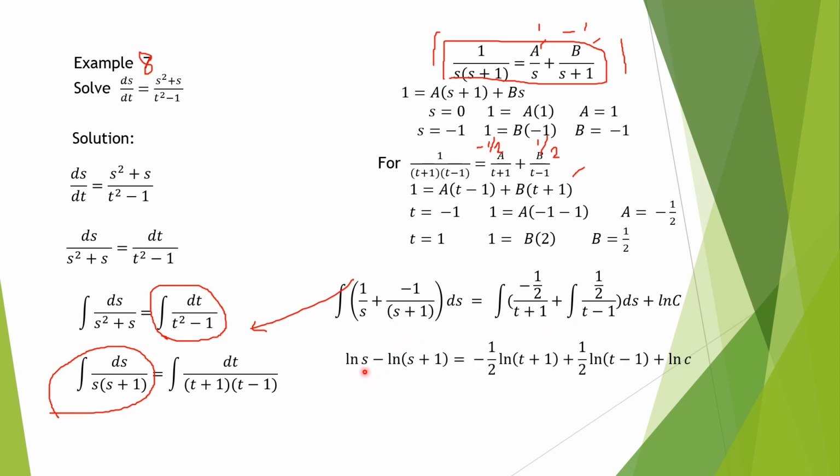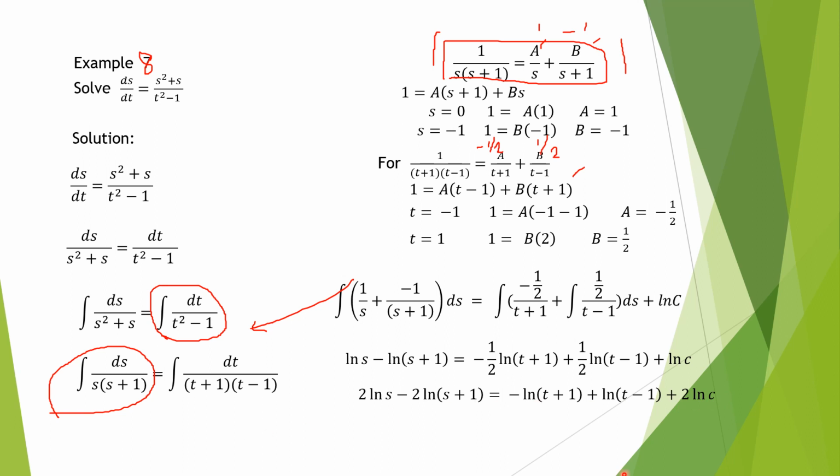Integrating now, you get ln of s minus ln of s plus 1 equals negative 1 half ln of t plus 1 plus 1 half ln of t minus 1 plus ln of c. Multiply this by 2 in order to get rid of the fractions, negative 1 half and 1 half. Then you have 2 ln of s minus 2 ln of s plus 1 equals negative ln of t plus 1 plus ln of t minus 1 plus twice ln of c.